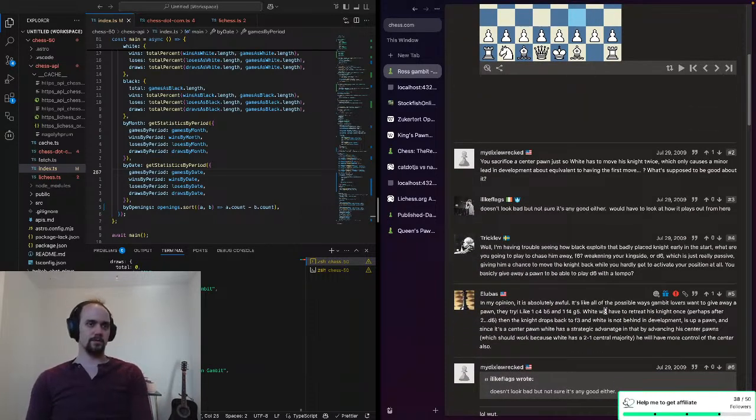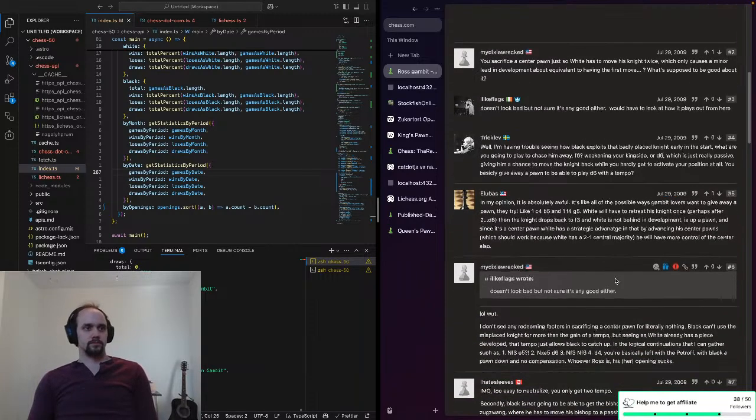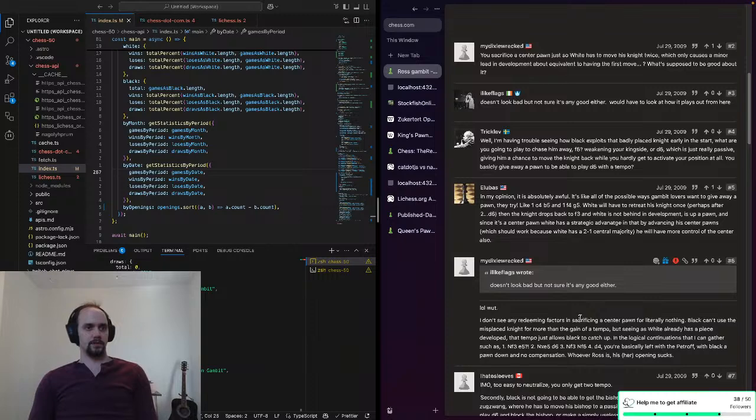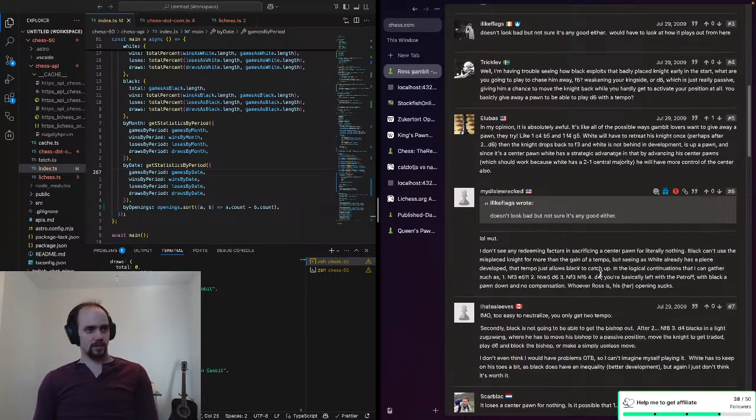My opinion is absolutely awful. It's like all the possible ways Gambit lovers love to give away a pawn. White will have to retreat his knight once, perhaps, then the knight draws back. And white is not behind in development, is up a pawn, and since it's the center pawn, white has strategic advantage by advancing their center pawns, which should work because it's a 2-1 central majority. He will have more control in the center also. I don't see any redeeming factors for sacrificing the center pawn. So everyone is basically saying it's bad, but I lose against it.